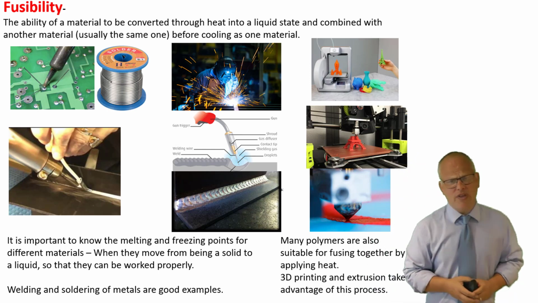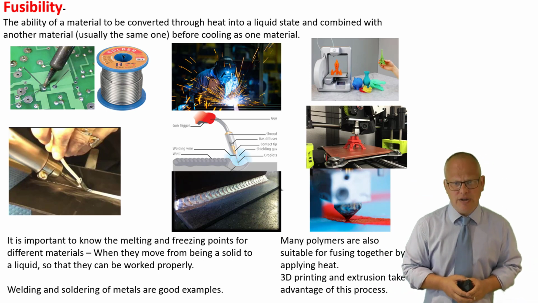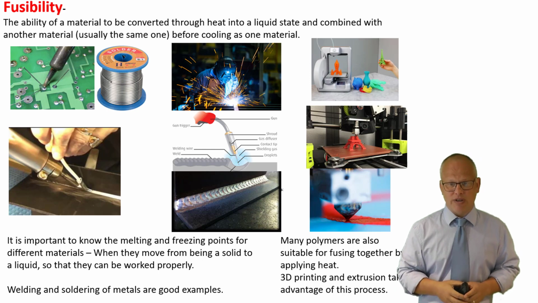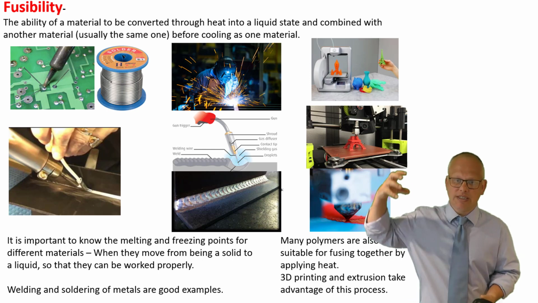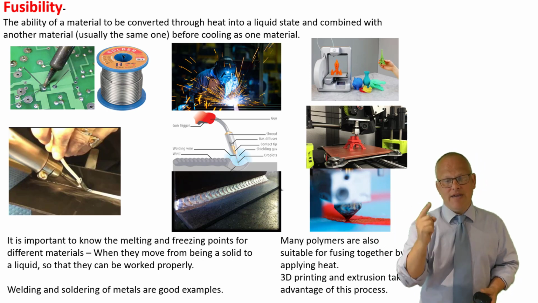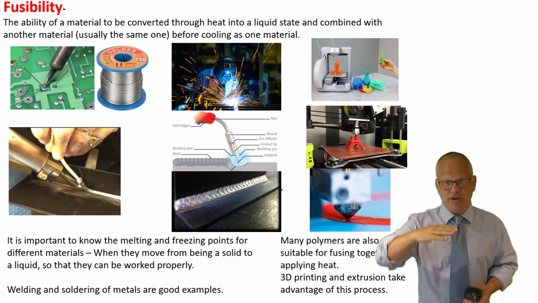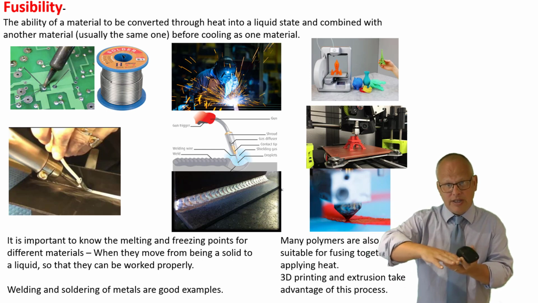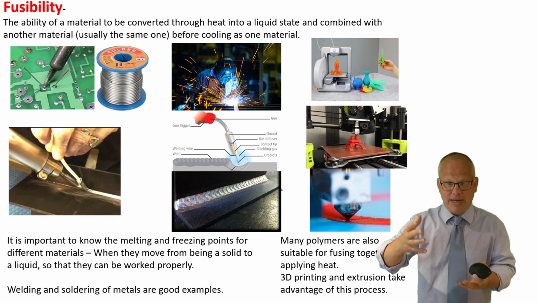I do think it's important that you think about 3D printing. 3D printing uses fusibility as its main manufacturing process. It's an additive manufacturing process. Material is being put down, it goes layer by layer. Now, if the materials weren't able to fuse, each layer would separate, and indeed, if the temperatures aren't controlled properly, they do come apart. They call it delaminating.